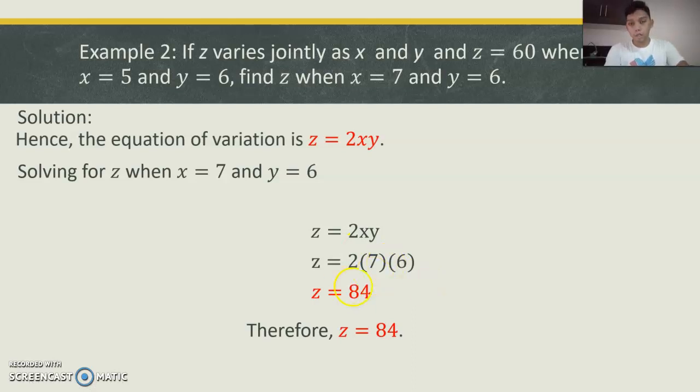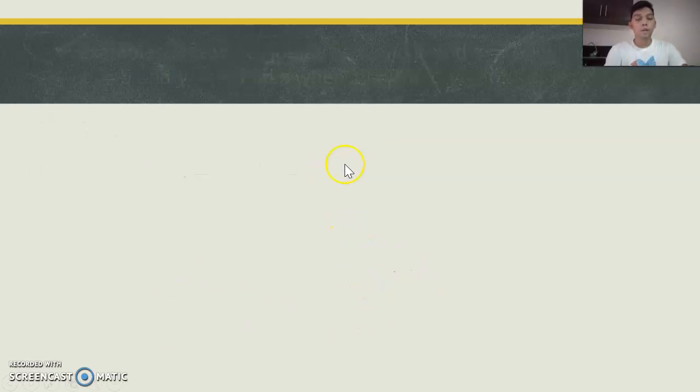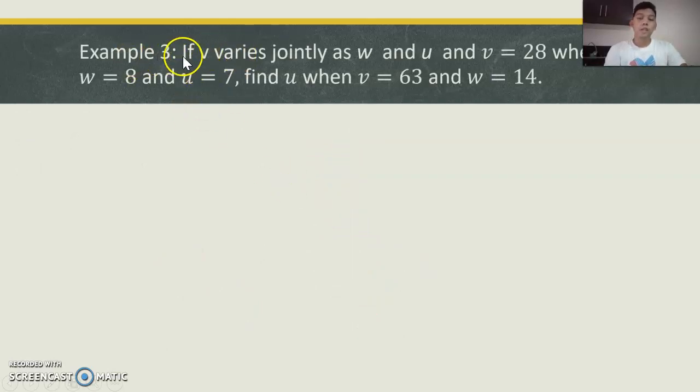Let's go. Example number 3. This will be the last example. If v varies jointly as w and u. By the way, when there are more than 2 variables involved in the problem, please follow the order in which it was stated. For example, W U, which one goes first? Is it U or W? Alphabetically, U goes first before W.